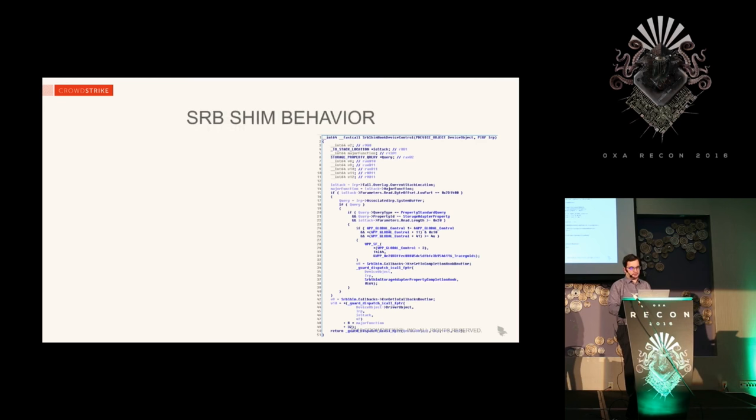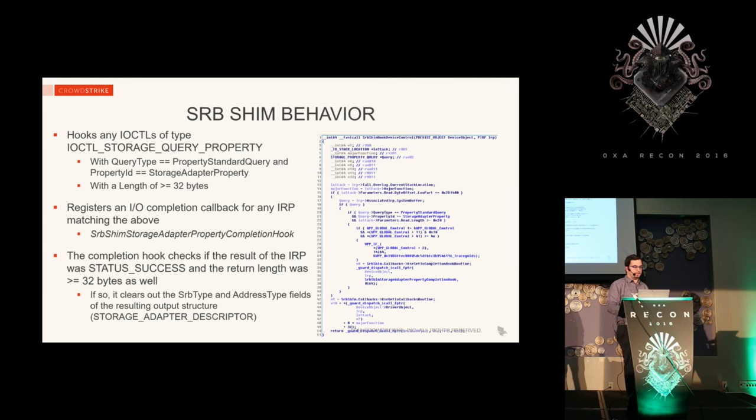So SRB shim, what is it then doing? It's basically for any ioctl, that's ioctl storage query property. If you're querying a standard property and the property ID is storage adapter property and you're expecting 32 bytes or more, then it's going to target this IRP. It's going to say, all right, this IRP is interesting, so I want to register a completion callback or a completion hook. So when the IRP completes, then I want to be notified.